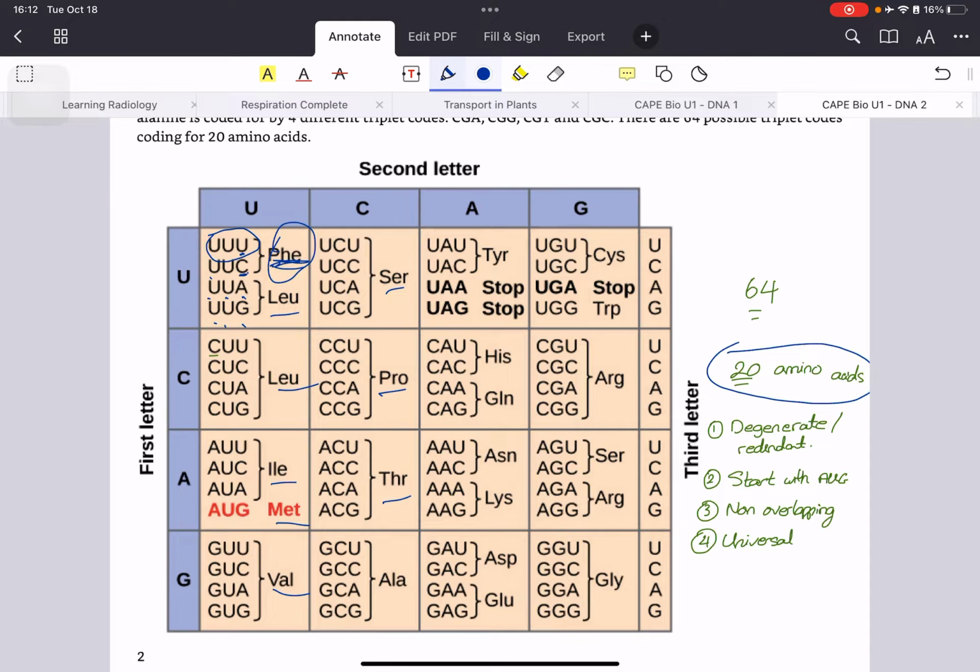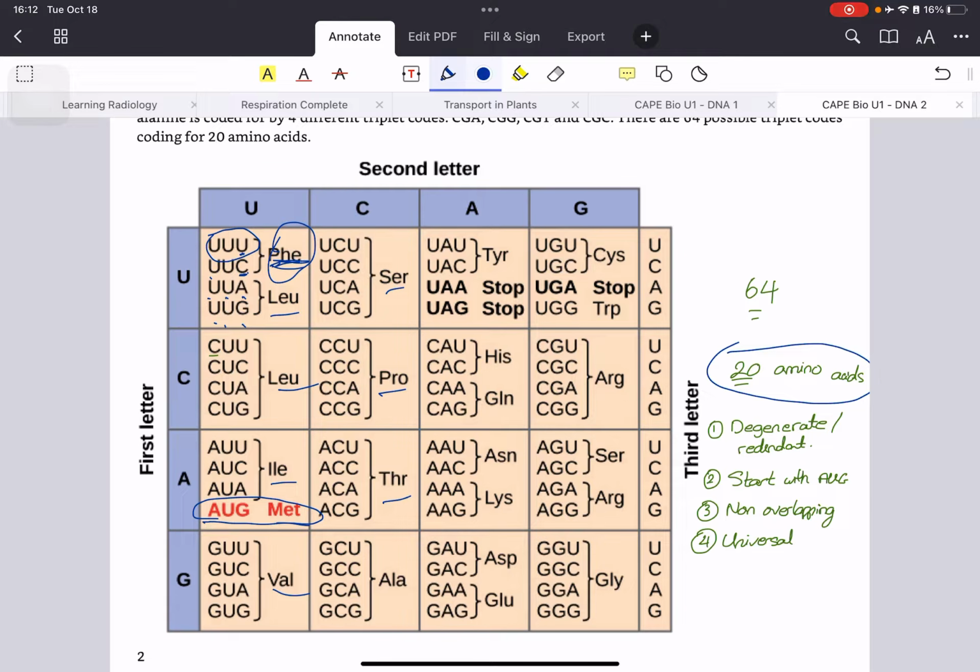All right, the other properties: all proteins start with AUG, methionine. All of the amino acids, all of the proteins, the polypeptide chains start with AUG. That's also called the start codon.